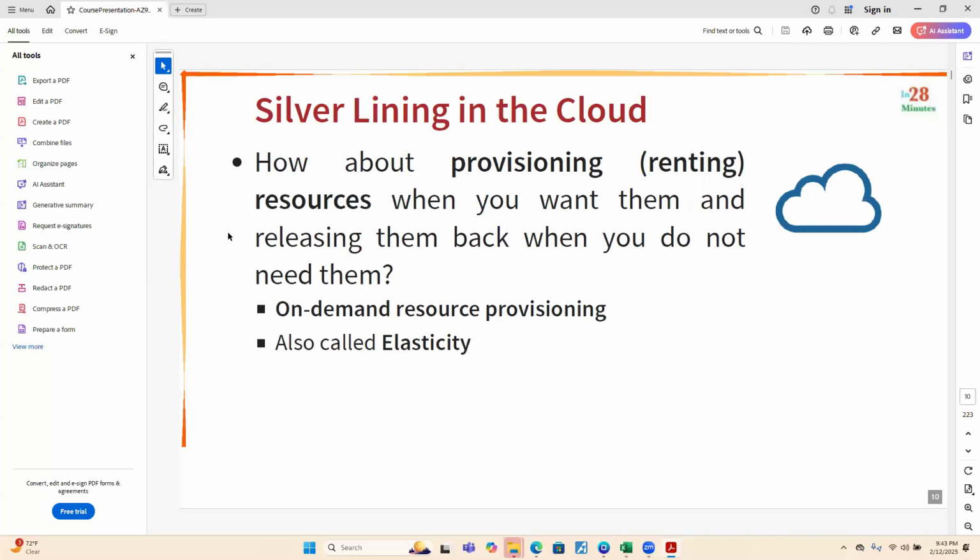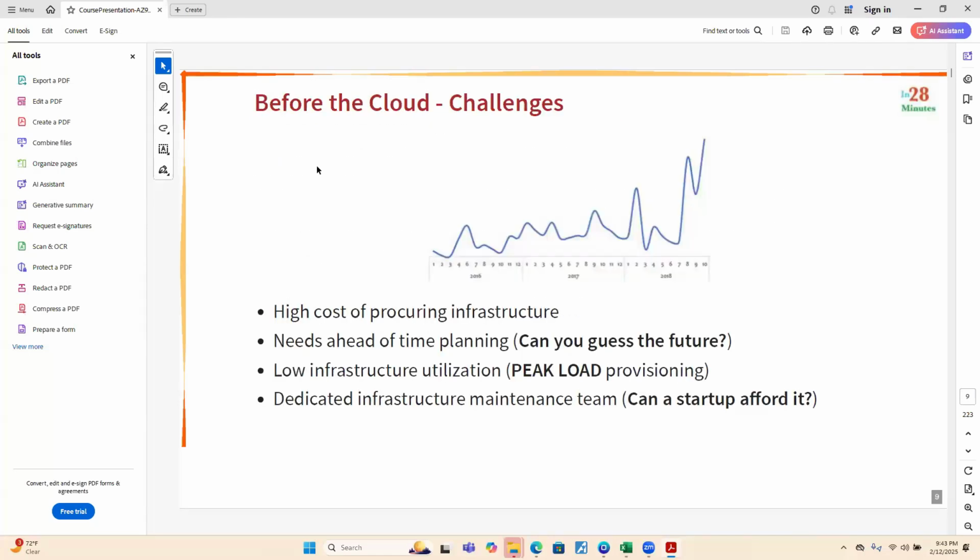And then let us think like this. See, before the cloud, we had the highest cost of procuring this infrastructure, because when you want to purchase a laptop or all these particular things, it costs a lot. Another thing is that you need ahead-of-time planning. Whenever there is a peak load, or else a low load, in such a case, whenever there is a low load, there is low infrastructure utilization.